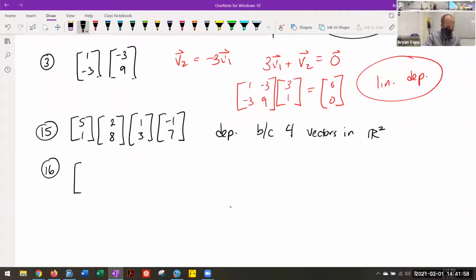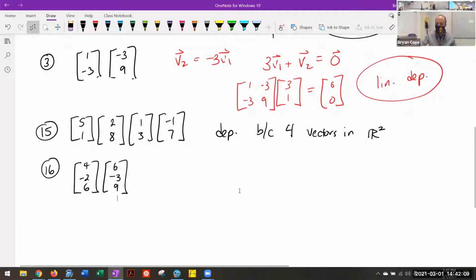All right, here's the 2 vectors in 16. 4, -2, 6, and 6, -3, 9. All right, I'll just call on somebody if that's okay. Christina, what do you think? Dependent or independent? I think it's dependent. Tell me why. Because they're scalar multiples. Good job.